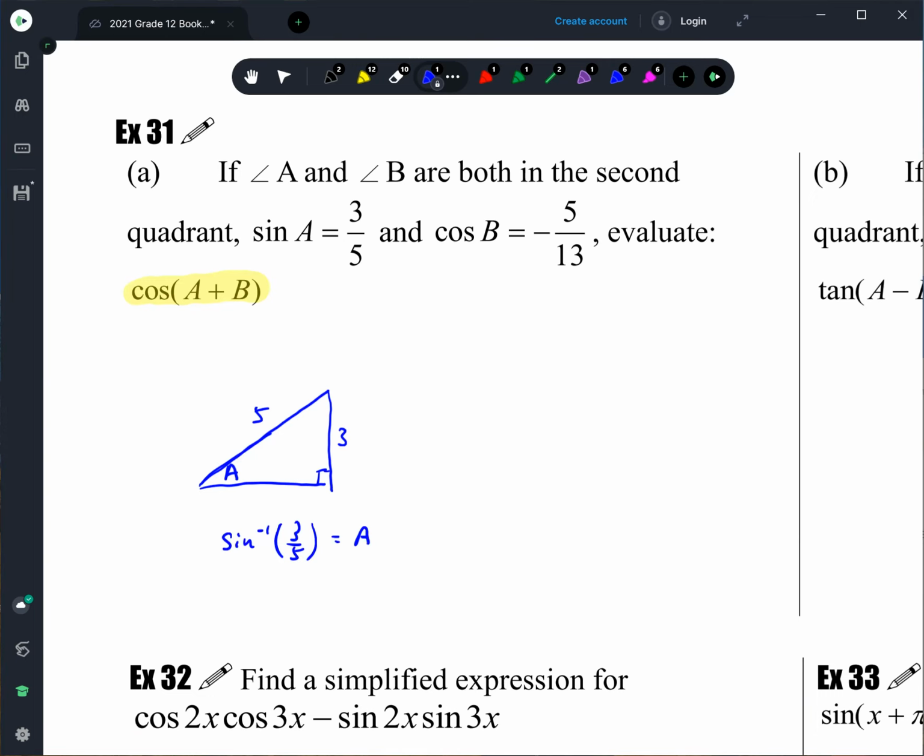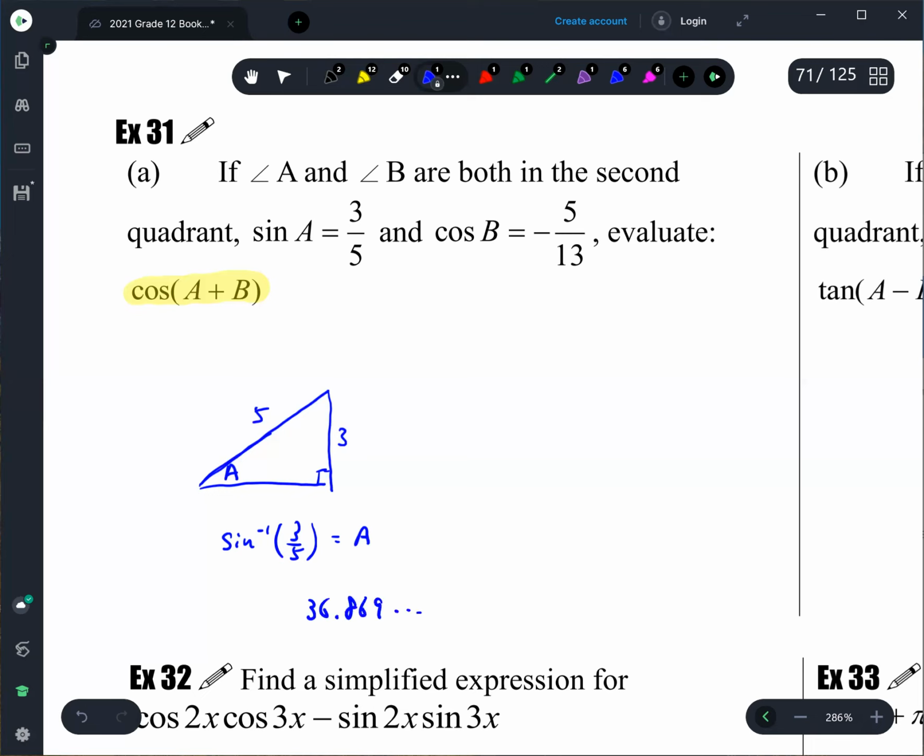If you inverse the 3/5, would that give you a good angle? Can you try it out? Sine inverse of 3/5. Can you tell us what you got? 36.869, and it keeps on going, right? Yeah, okay, thank you.